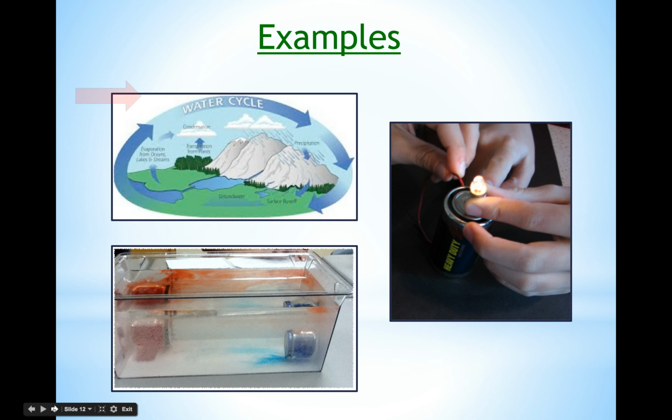Some examples of systems. The water cycle is a global system that interacts with many other systems. Hot and cold water with food coloring is used to model convection. And an electrical circuit is a simple system that's easy to change variables in.